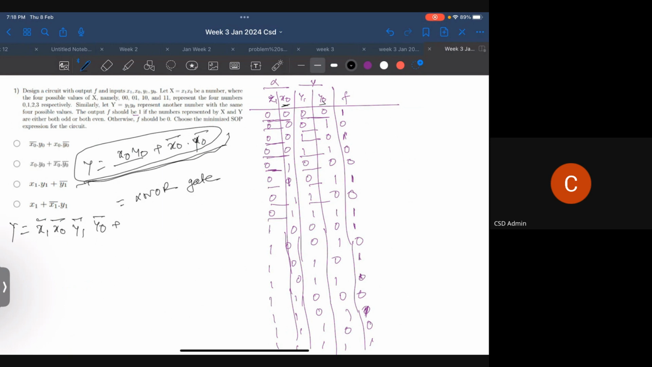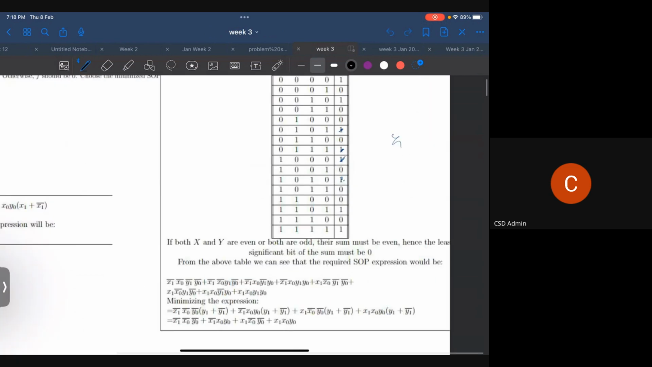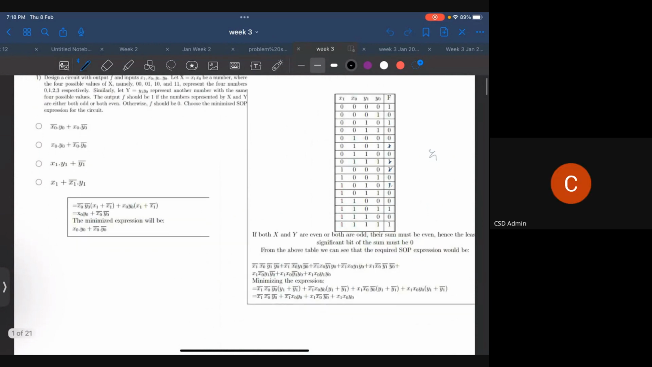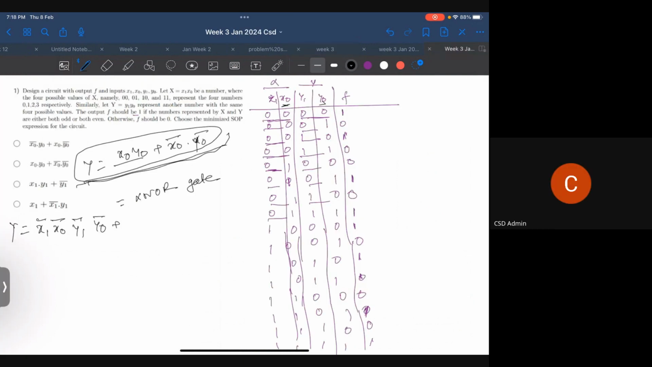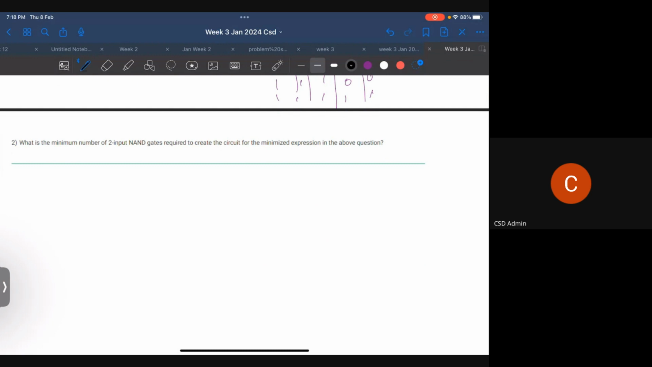Let me share the solution. You can see that you got the truth table, right? My screen is visible, right? Now you have to minimize the expression, wherever f is 1, taking those terms and then minimizing. Now the question is, what is the minimum number of two input NAND gates required to create the circuit for the minimized expression in the above equation? So you have to find the minimum number of two input NAND gates.